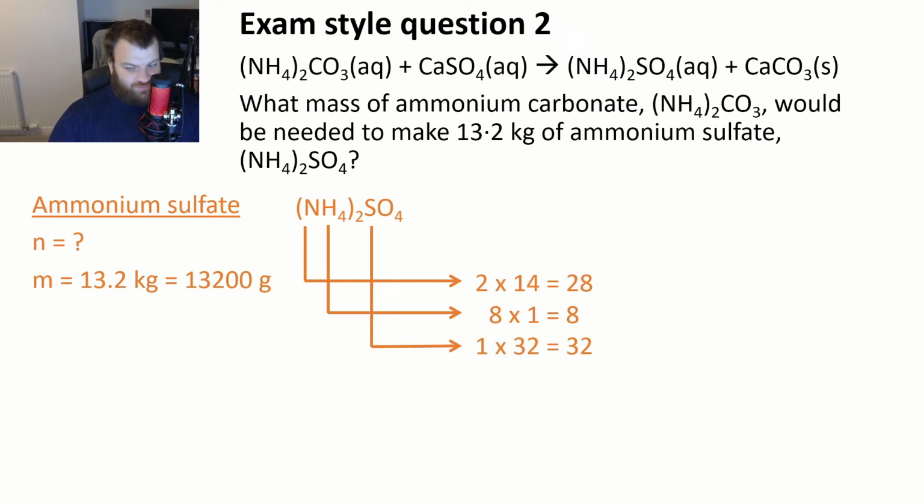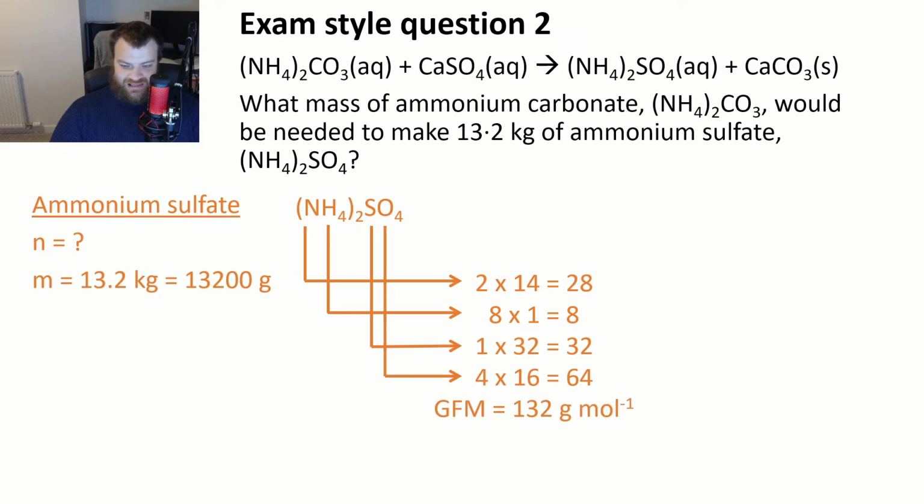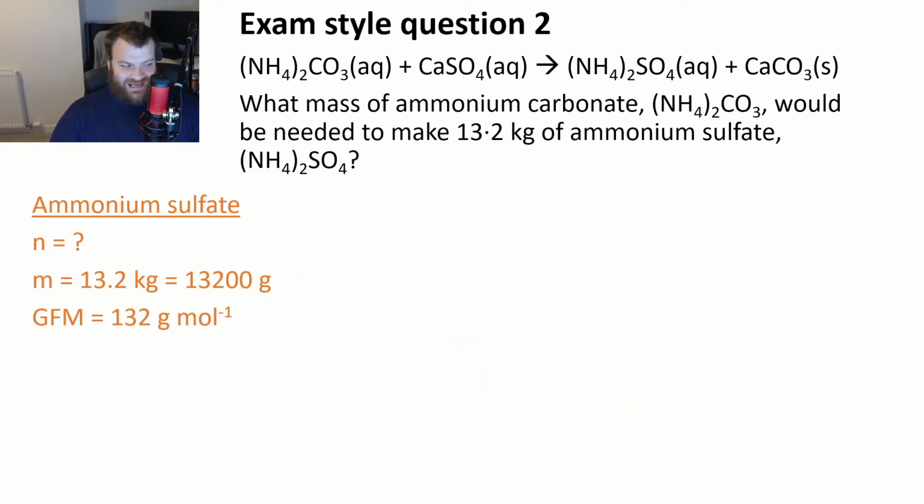1 sulfur has a mass of 32, and 4 oxygens, each with 16, gives you 64. Add them all together, gives you 132 grams per mole. Next thing we do is use N equals M divided by GFM, giving us 13,200 divided by 132. This gives us 100 moles of ammonium sulfate.